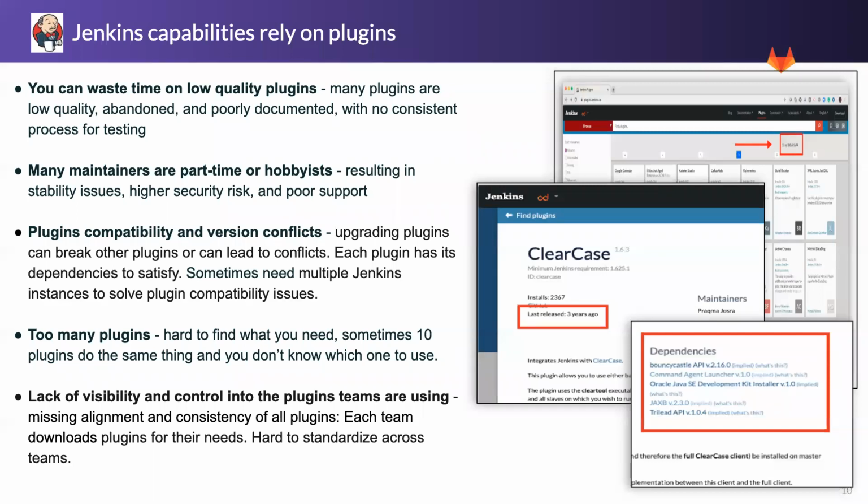And of course, with Jenkins, because of the plugins, there is a lack of visibility and control. If we are talking about enterprise, every team will download plugins for its needs, and the operations team or CTO team or security team doesn't have visibility into what the teams are downloading and installing, and there is missing alignment, and large enterprises don't like to work this way.